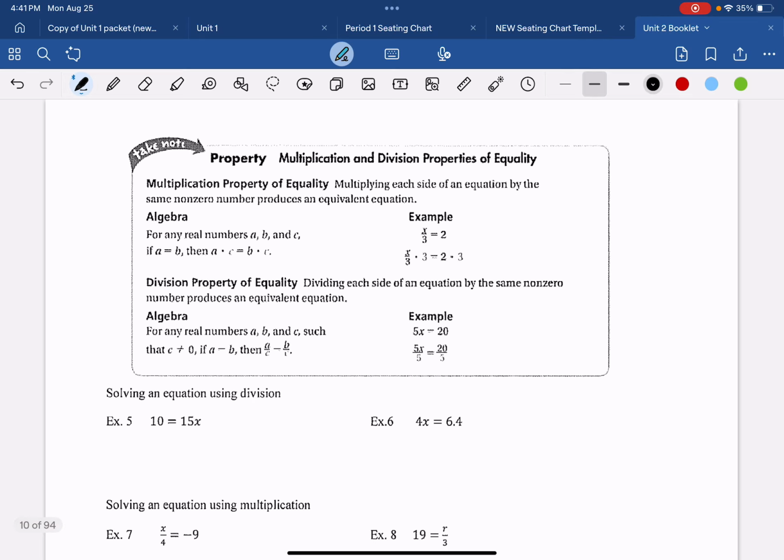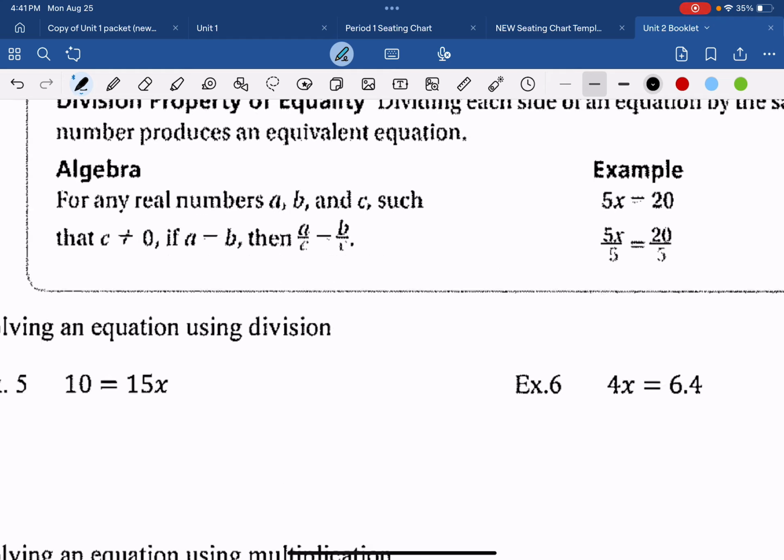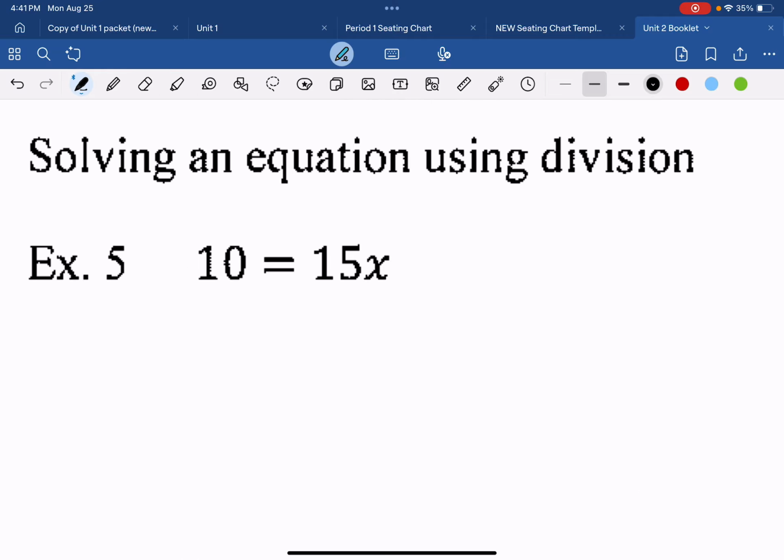All right. Let's look at our next page. Now we're going to be solving equations. And there's still one step. Okay? We're going to use division now. So same rule applies. Start with your mirror line.